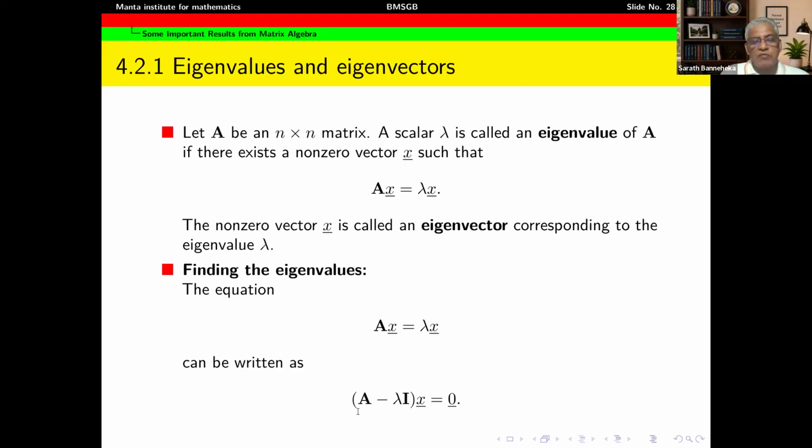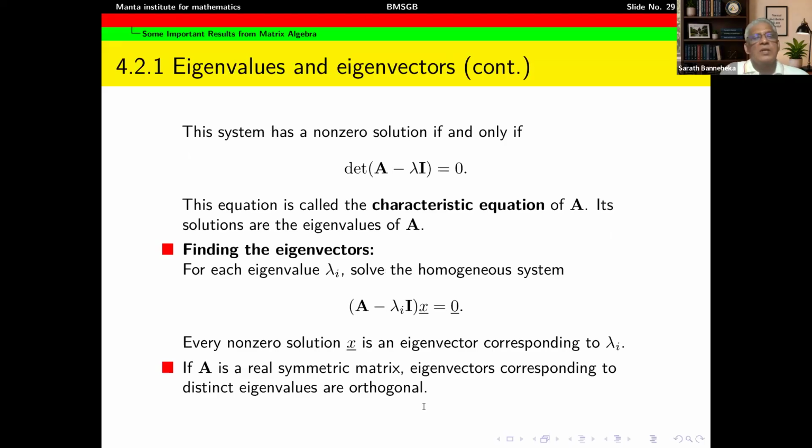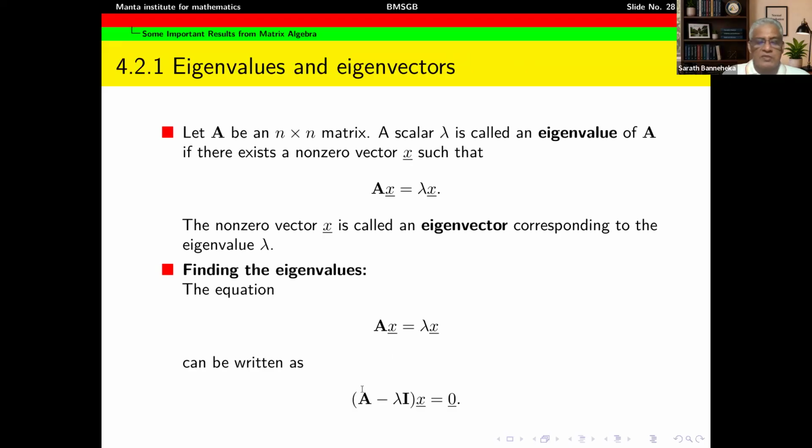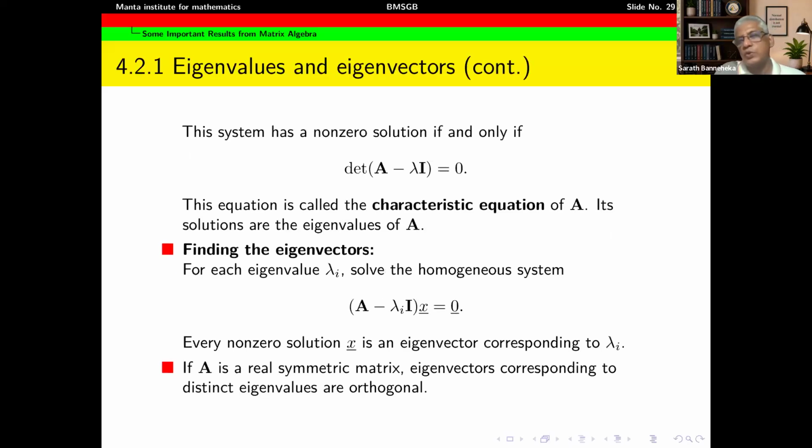Now we have this system of equations here. This system of equations will have a non-zero solution for x if and only if the determinant of this part is zero. Say this is like Bx equal to 0, for example. In that case, x will have a non-zero solution if and only if the determinant of B is equal to 0. So the system has a non-zero solution if and only if the determinant of A minus lambda times I equals 0. So this is the equation that we have to solve to find the eigenvalues.